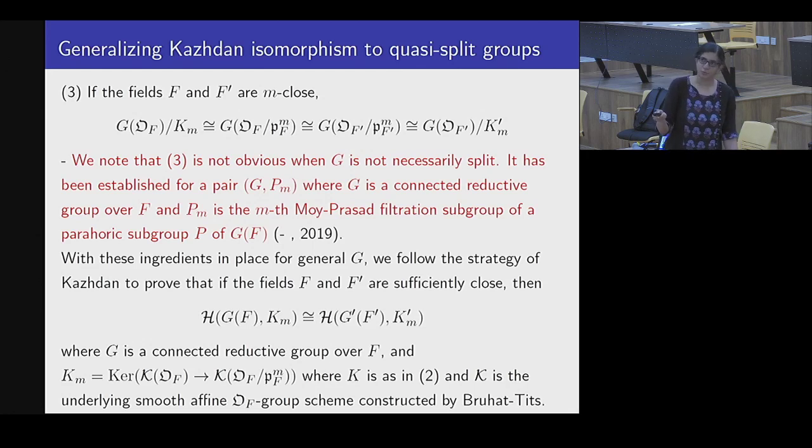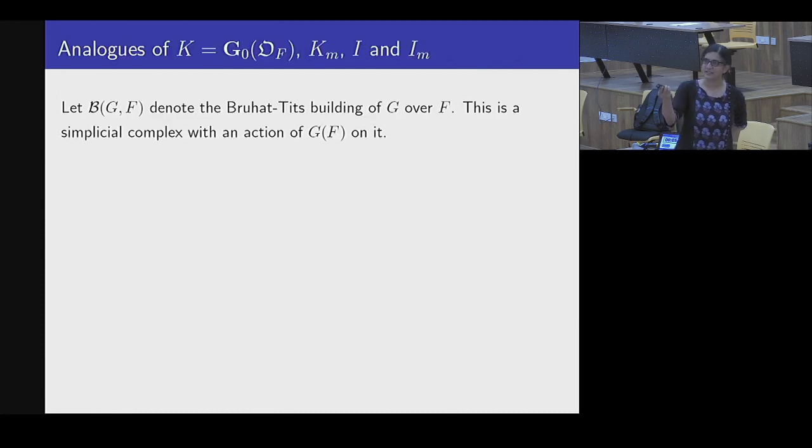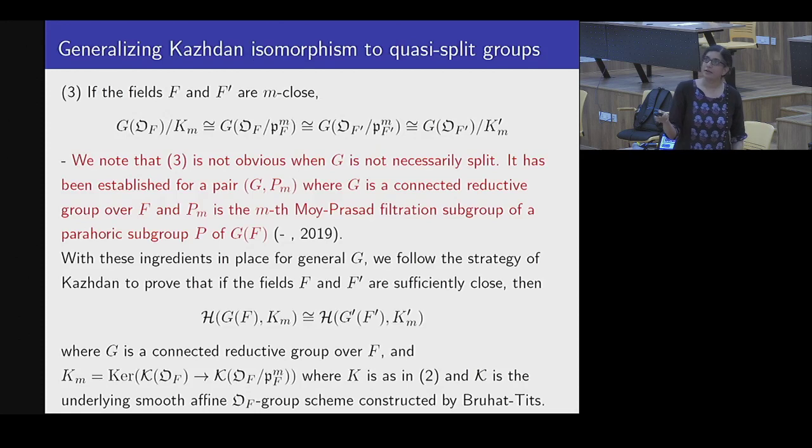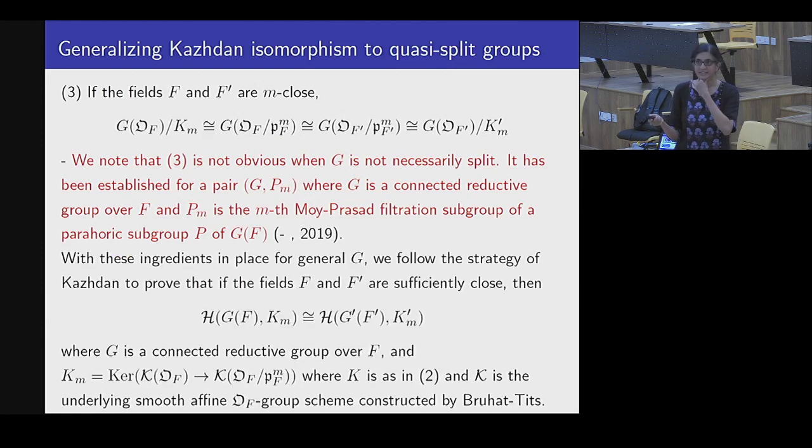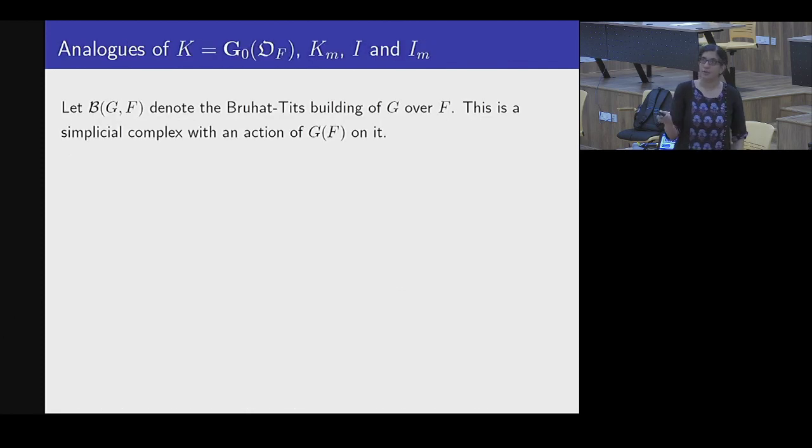I will say just a few words. It may not help if one has not seen Bruhat-Tits theory before, but I still want to say a few words about this. So I alluded to parahoric subgroups. I also looked at a special maximal parahoric subgroup. All of these arise by looking at stabilizers of the action of the group on the Bruhat-Tits building. So let B(G, F) denote the Bruhat-Tits building of G over F. This is a simplicial complex with an action of G(F) on it.